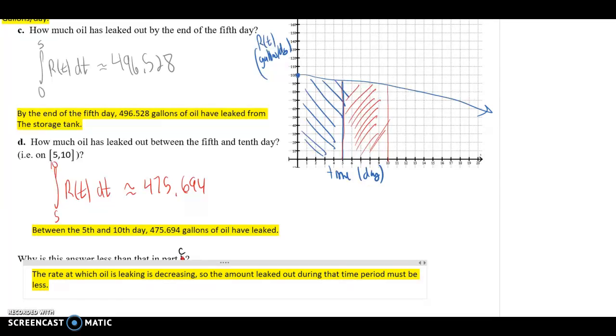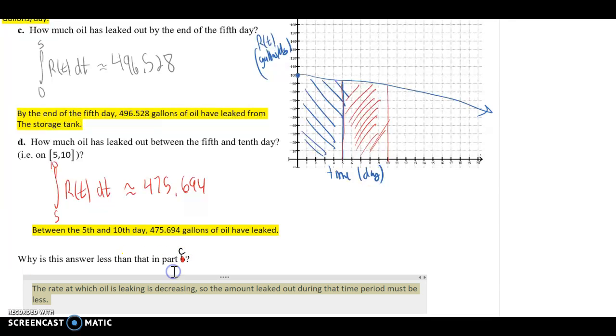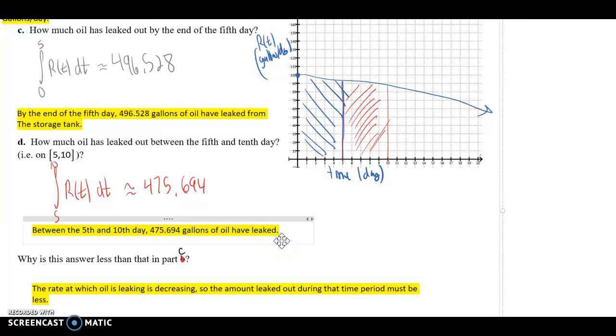The follow-up in question D asked us, why is the answer in part D less than that, and it should say in part C? What we're looking at here is, since the rate at which the oil is leaking is decreasing with time, the amount leaked out during this time period should be less. And also, as we look on the graph, the blue region is a bigger area than the red region. So from a couple of perspectives, it should be something less during this time frame.